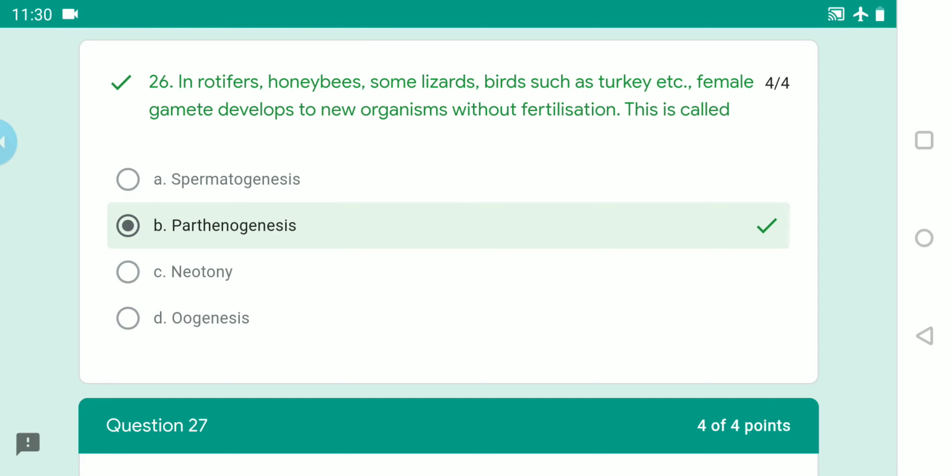Did you get it? So these are actually rare cases. Of course, we can identify these cases also. That means what will happen? The female gamete undergoes development to form a new organism without fertilization.